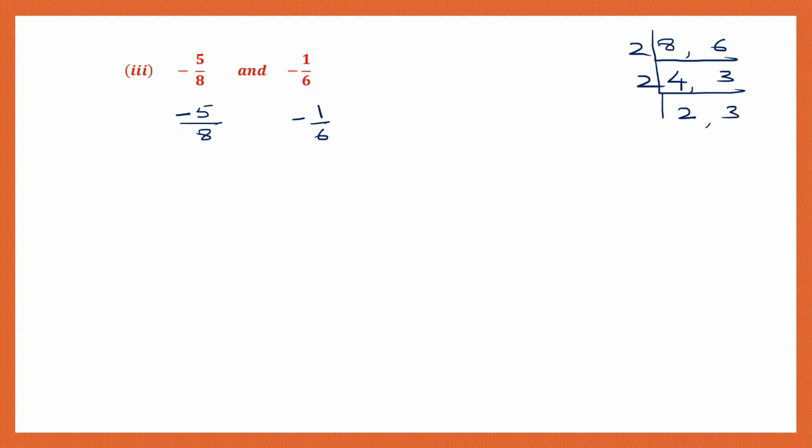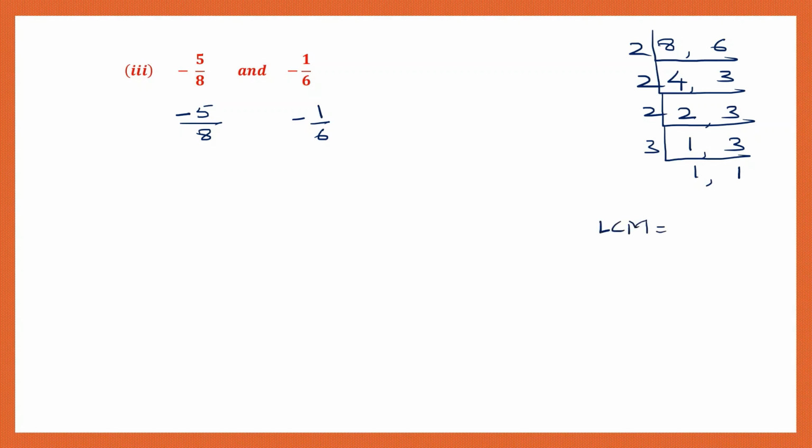Question 3. Now we have to insert between minus 5 by 8 and minus 1 by 6. So minus 5 by 8 and minus 1 by 6. Now let's find the LCM of the denominators. 8 and 6. 2 fours are 8, 2 threes are 6. We continue with 2. 2 twos are 4 and then 3. Again we are going to use 2. 2 ones are 2 and 3. Then 3 ones are 3. So here what is our LCM?